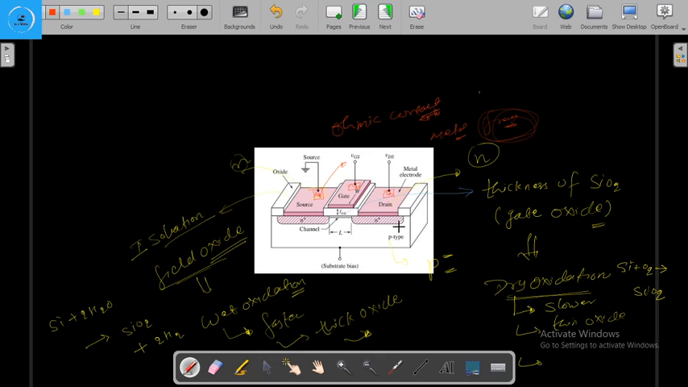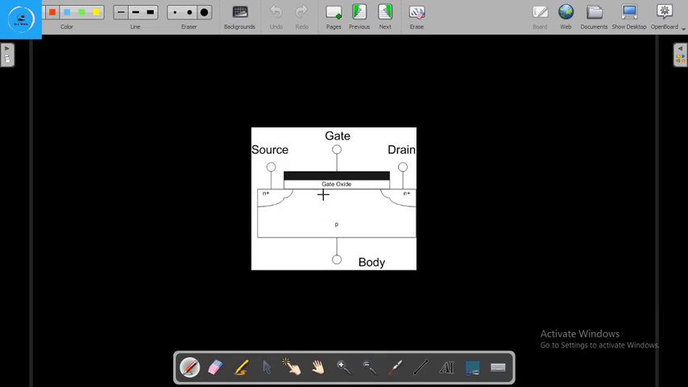So let's see the 2D structure. The 2D structure is like this. Here we are using gate, here source, here drain. As we know that the source and drain are symmetrical, so we can interchange the source and the drain. But in bipolar junction transistors, since the emitter and collector areas are not equal and their doping is also not equal, we cannot change them. We cannot change the emitter and the collector in the BJT. But here we can change the source and the drain.